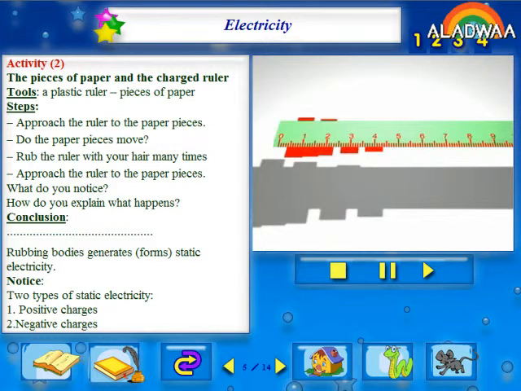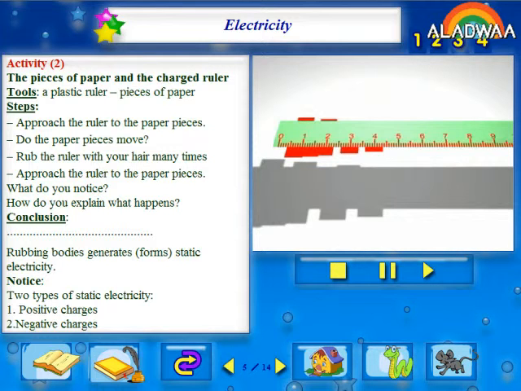The explanation of that is, before rubbing the ruler with your hair, there were no additional electric charges on the ruler. However, after rubbing it, some electric charges are formed on the ruler that attracted the pieces of paper. We can conclude from that, rubbing bodies generates static electricity.